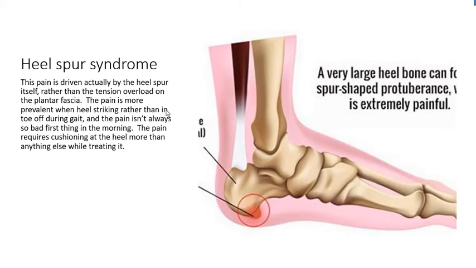Heel spur syndrome is when the spur that can form on the heel is actually causing the pain. And how do we differentiate this from plantar fasciitis? Well, in this one, typically when you toe off with walking, it's not going to be a big deal. It's going to be more when you heel strike, so when your foot hits the ground, because you're pushing right on that heel spur. So that's the main difference with this one versus the other ones that can cause heel pain.